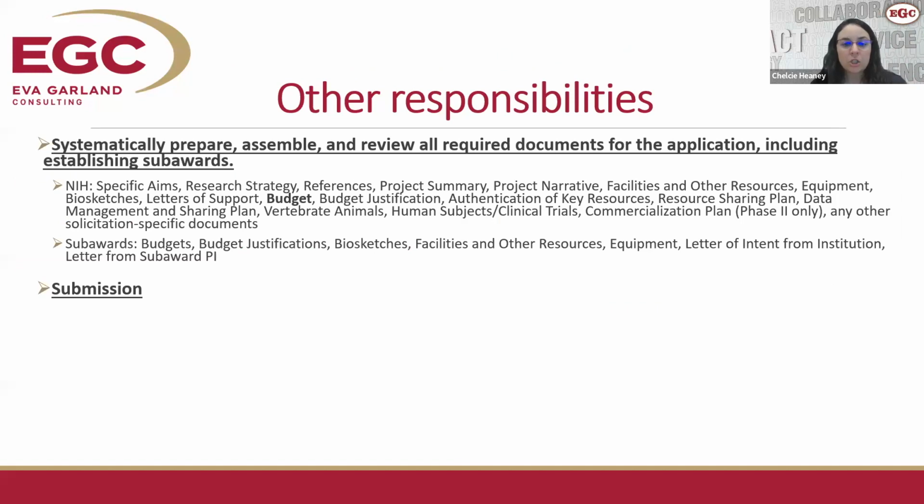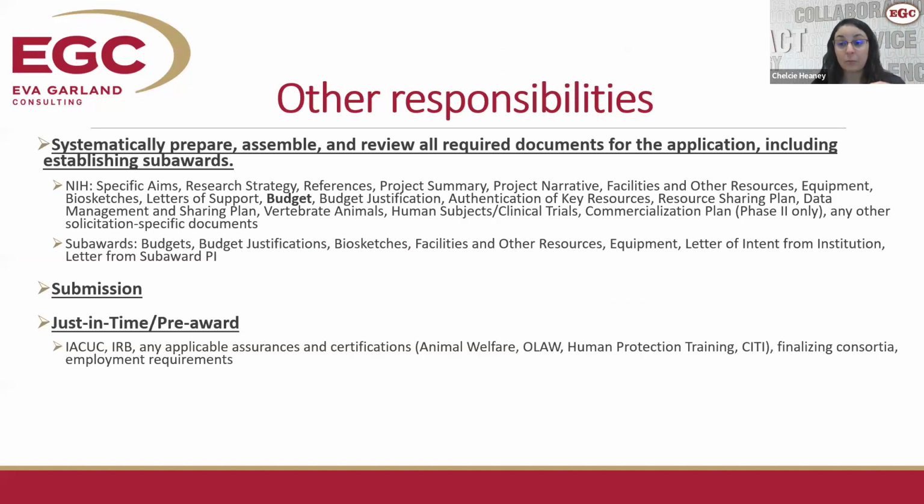On top of submission, you'll also be responsible for handling what's called just-in-time, or that pre-award phase. And again, typically your university usually handles this. So this might be getting your IACUC approval or IRB approval in place prior to receiving that award. These are things that aren't necessary for you to have at time of submission, but you will need before the granting agency will give you the money to do the work. Consider the just-in-time pre-award phase as getting all of your ducks in a row so that once you get the money, you can hit the ground running.